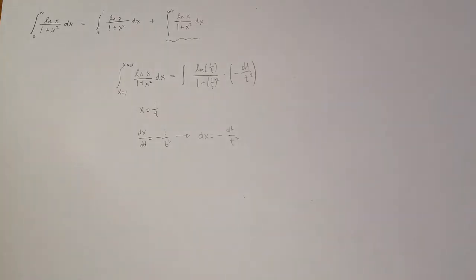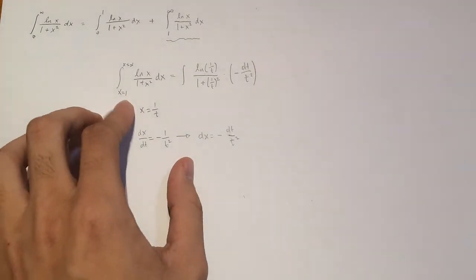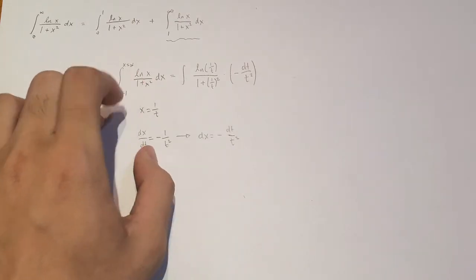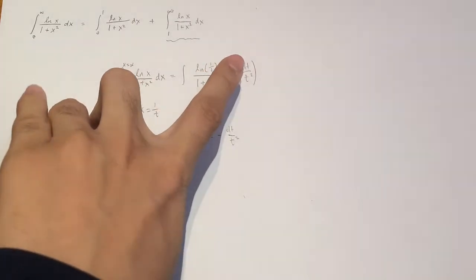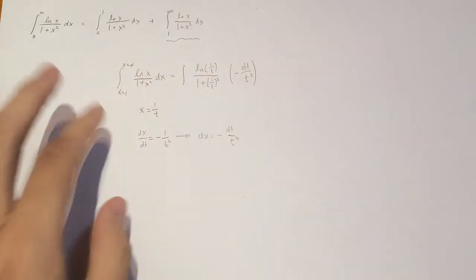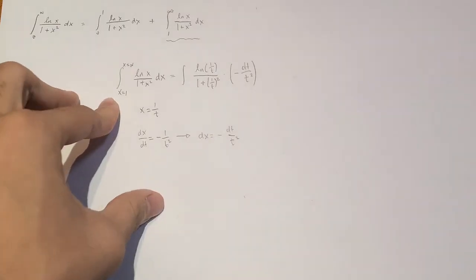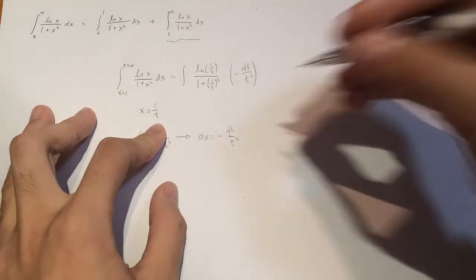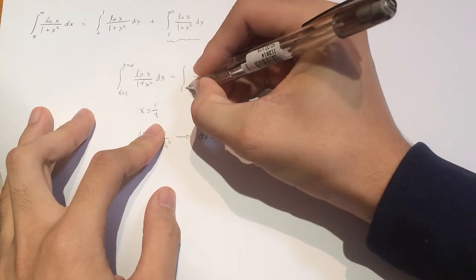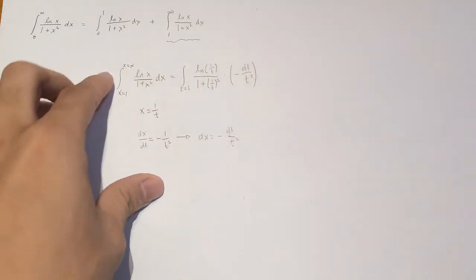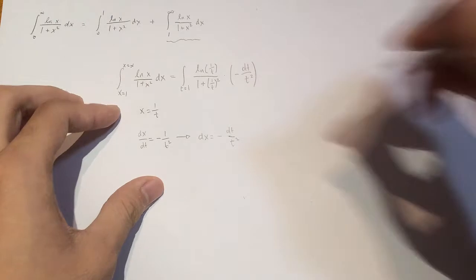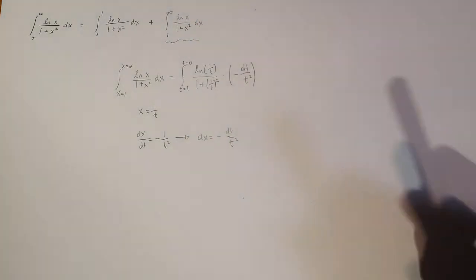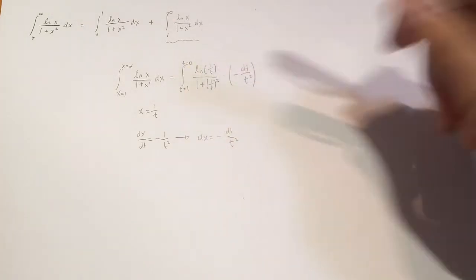But it's also important to change the limits of integration. Before, we were integrating with respect to x, which is why these two limits are with respect to x. Now we have to change it to be according to t. The bottom limit is x equals 1, so if we put 1 back into this equation, we'll get t equals 1. Then x equals infinity is the same as t equals 0. So our new limit of integration is from t equals 1 to t equals 0.